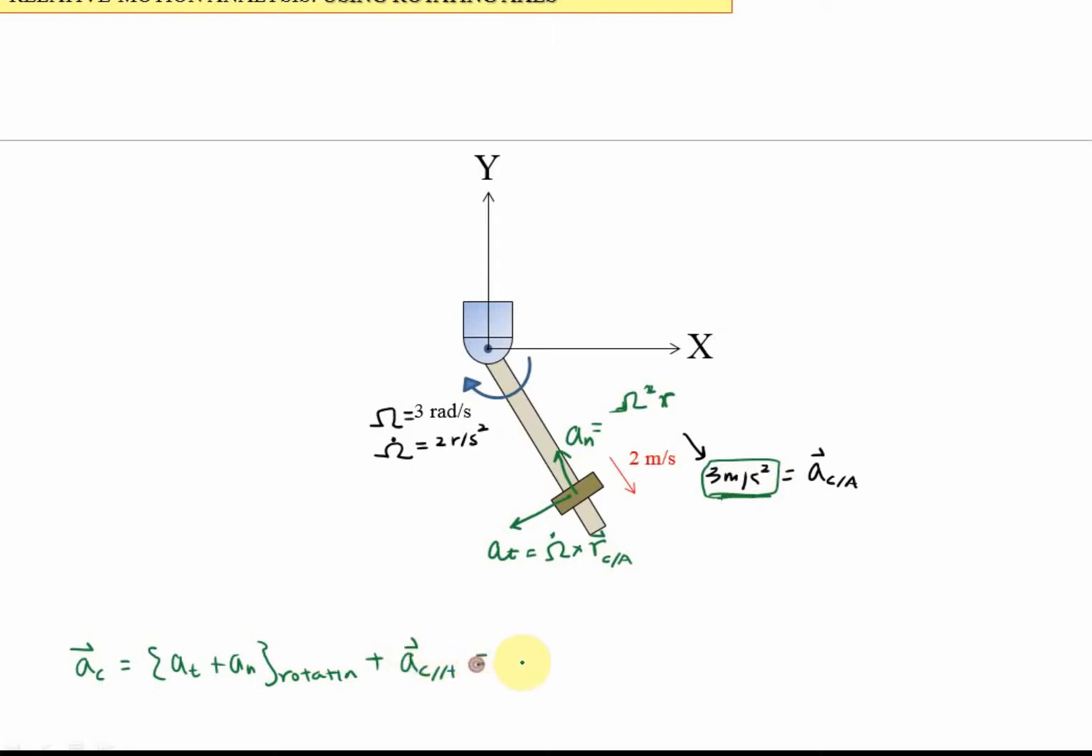So if I write it down again, this one should be omega dot cross product R C with respect to A, and then minus omega square R vector CA. This is tangential, this is the normal component, and plus A C A. But this is not correct. Actually, we have to add one more term. Okay, why? Let me explain why we need to add another term.